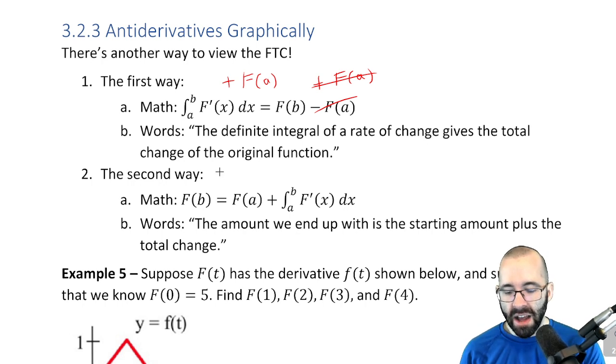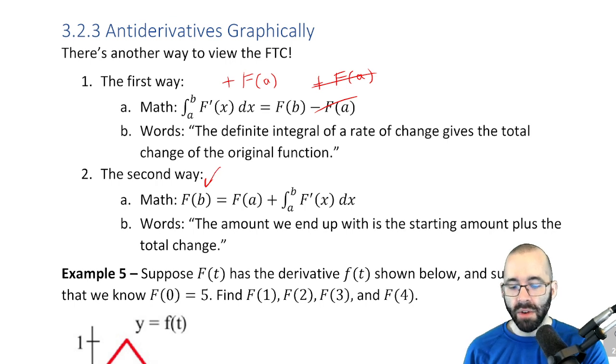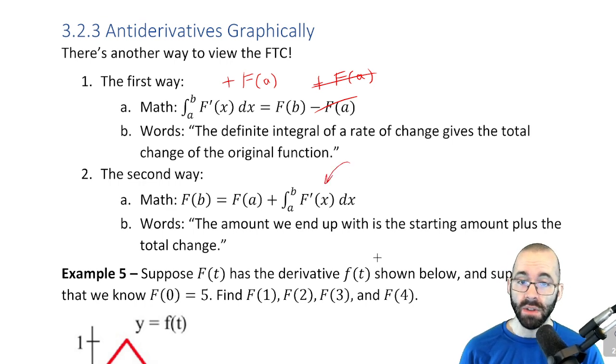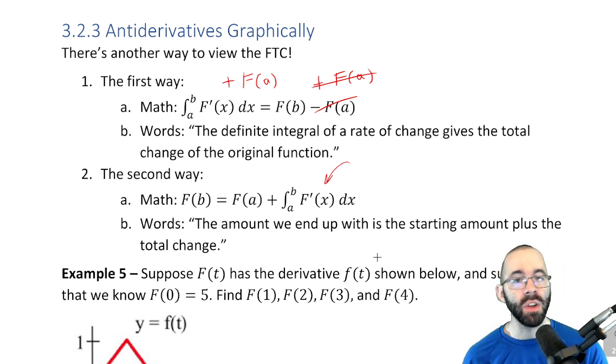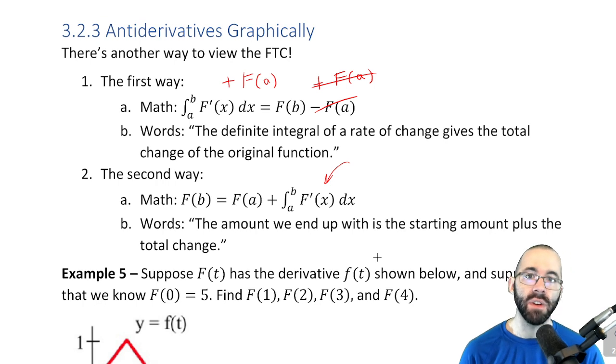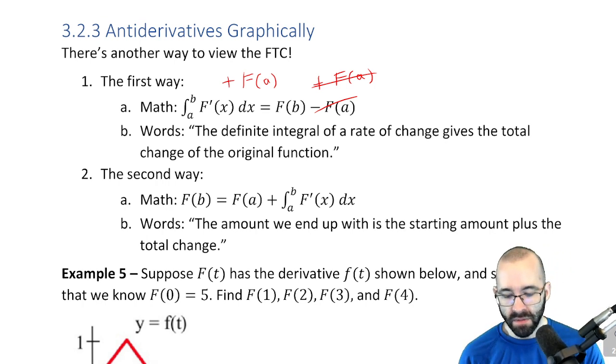The value at the end of an interval is where we start plus the total change. This may seem a little silly, but there are a few ways that this can pop up. Maybe we're looking at a velocity function. We know where we started and we know how far we've gone. We have to add those two together. That's exactly what we've got here.